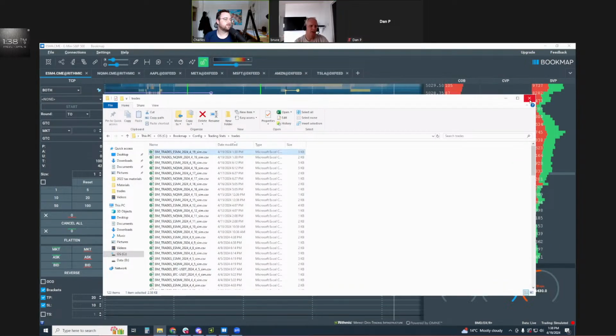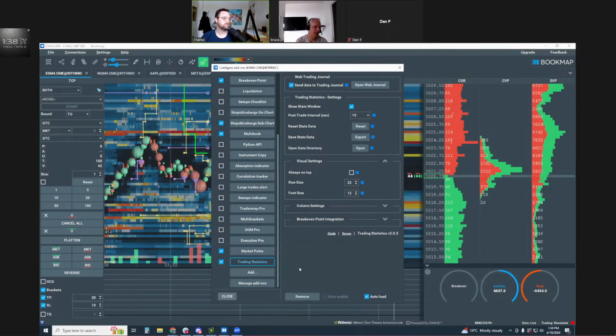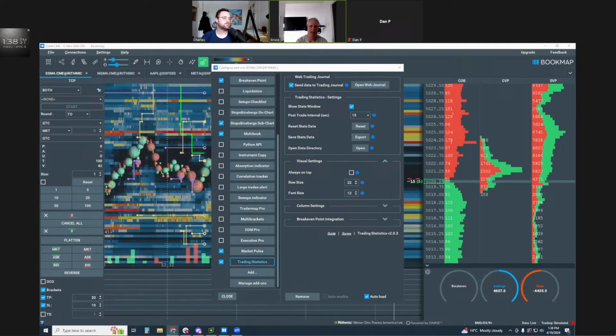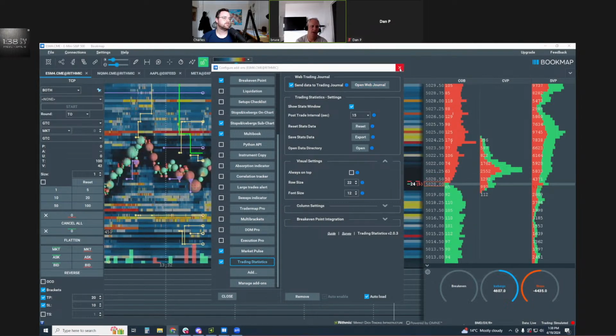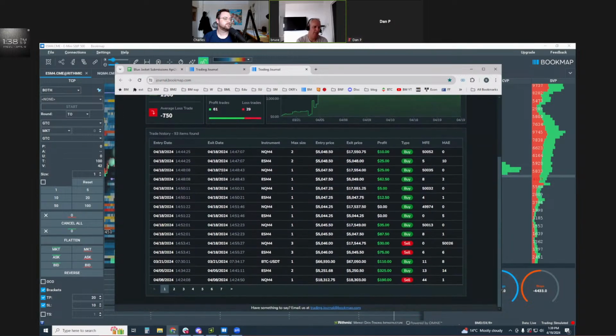Yeah, that's super convenient. So we have that, but we also have this. This is the new tool I wanted to demo. Check the box here, and then open it up in your trading web browser journal, and here it is. This is the new tool, and it's great. You've got total wins, total losses, biggest win, biggest loss, average win, average loser, and your profitable trades versus losing trades. It's very basic right now, but this is what we have.